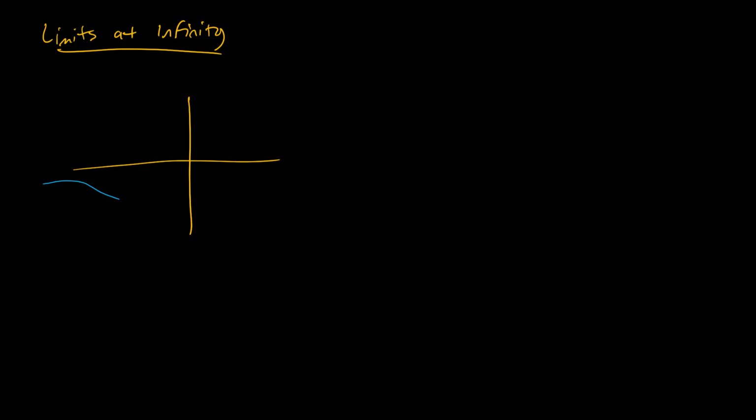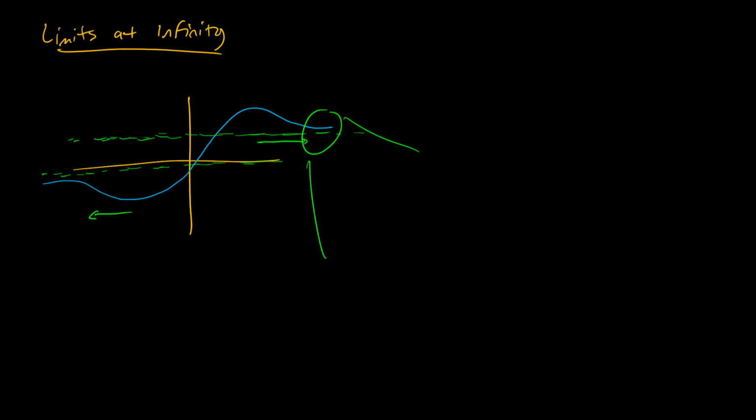So imagine I have a function that looks like this. And we have these horizontal lines that I trend towards in this direction. If I go out this way, I'm trending towards this line here. And as I go out this direction, my graph trends towards that line there. What do I mean by trend towards? It means if I zoom in, this graph is going to get closer and closer to that horizontal line. And the further I zoom in, the closer I get to this line.